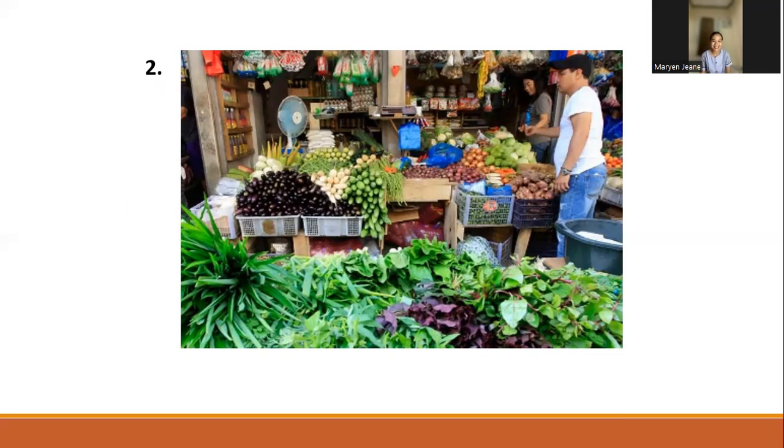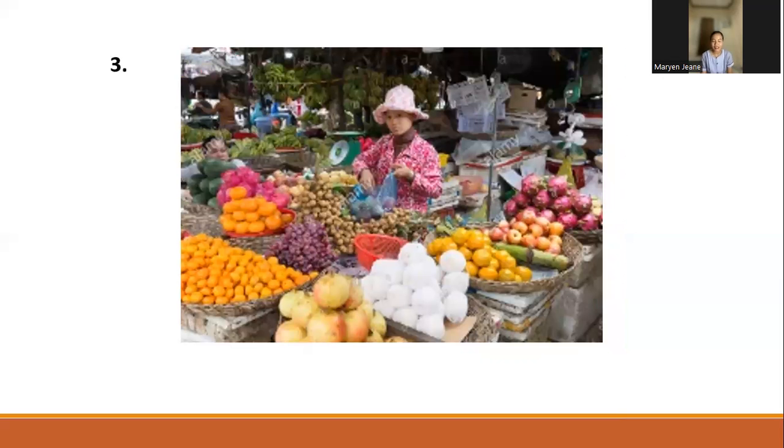Yes, that's number 2. And it is very obvious that the lady is selling vegetables. Very good. Yes. We can see eggplants, onions, leafy vegetables like our favorite alugbati and petchay. Very good. Number 3.